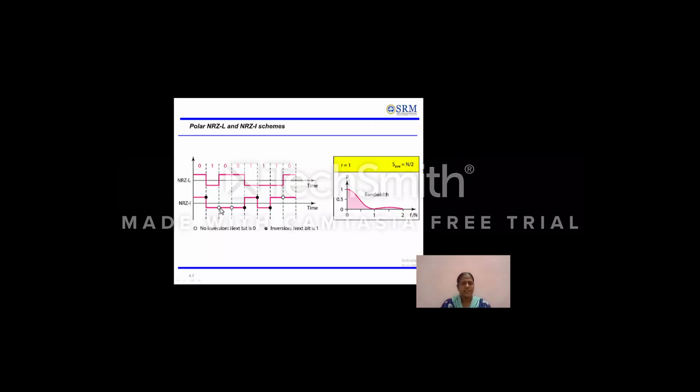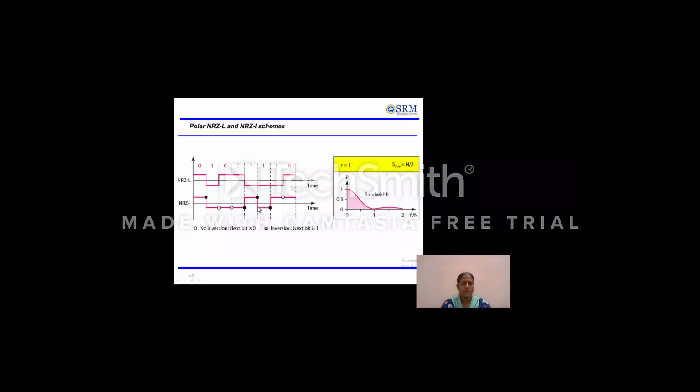Okay, again there is 0. 0 means we know it is a positive voltage, but here whenever the next bit is 0, you will not do any inversion. It will be continuously represented in the same voltage level. Again there is 1, so 1 means there will be an inversion. So from the lower voltage you go to the higher voltage.